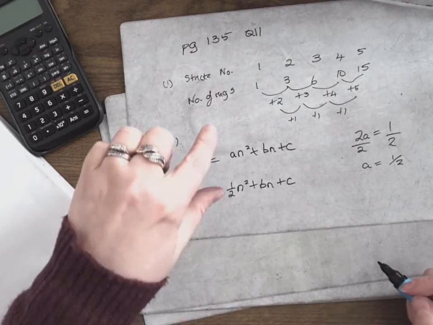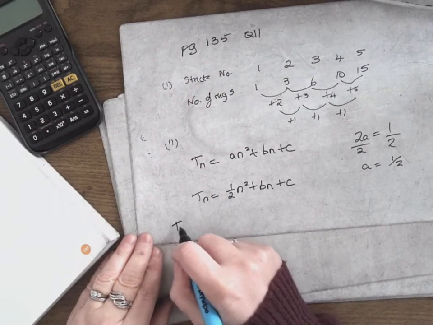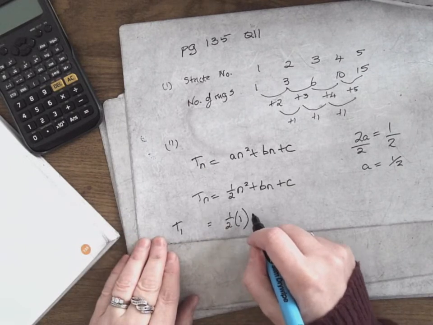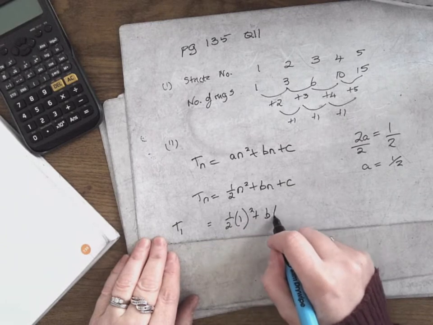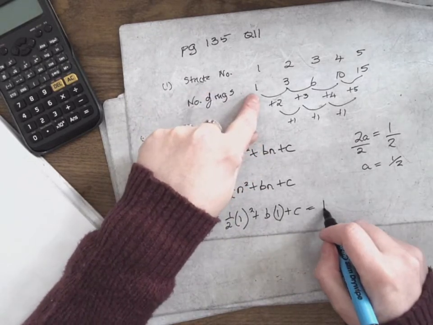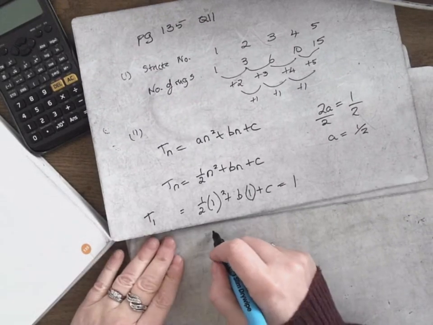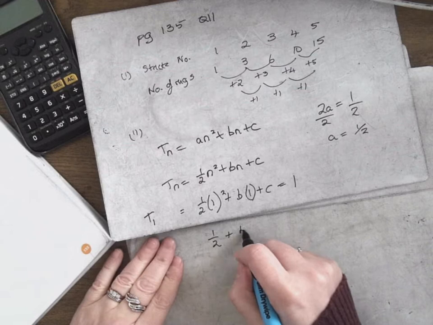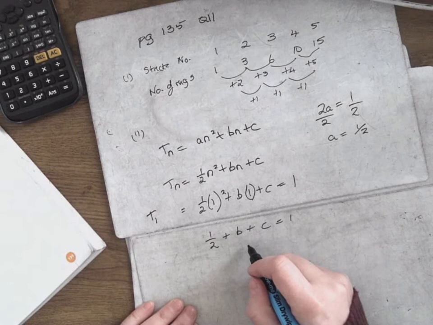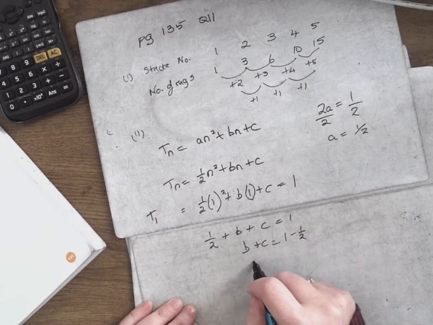Now we have to look at term number 1. Term number 1 means everywhere you put in n, you put in a 1. So a half times 1 squared plus b times 1 plus c. But you also know your answer because term number 1 is 1. So multiplying that out, you end up with a half plus b plus c equals 1. Then bring the half over and you get b plus c equals 1 minus a half. So that means b plus c equals a half.